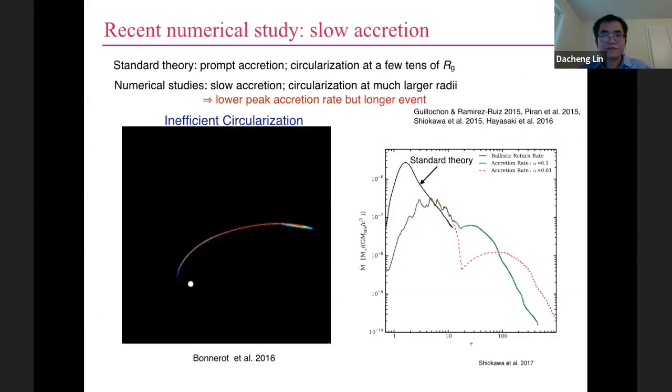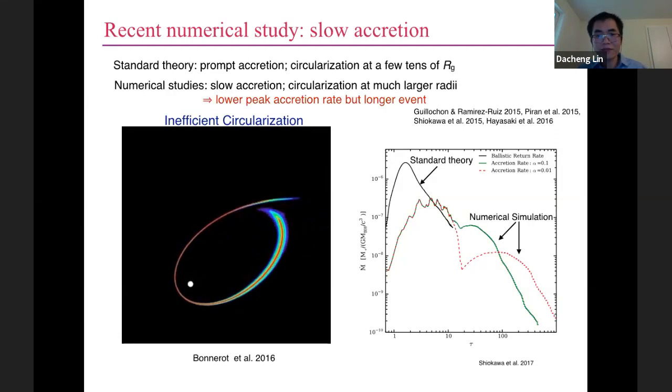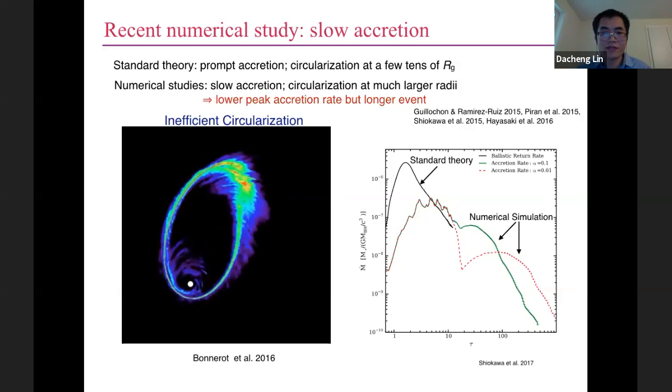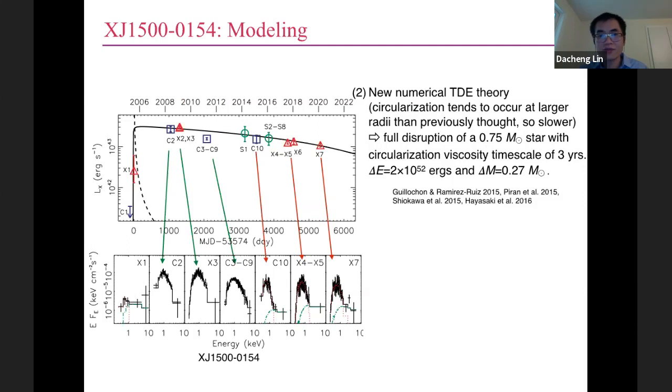But recently there are many theories, as mentioned in the previous talk, that it looks possible that the circularization, due to the general relativistic effect, can occur at large radius. In this case, the timescale of the circularization can be quite long, and you will expect a slow tidal disruption event. You will expect the flare to be fainter, but to last much longer than in the standard theory. Based on this theory, we just need a full disruption of a 3/4 solar mass star with a circularization viscosity timescale of 3 years.